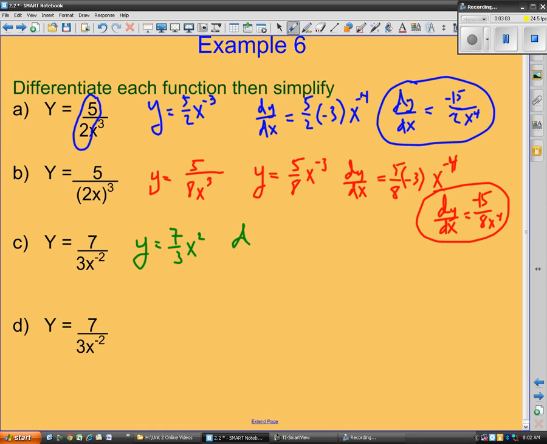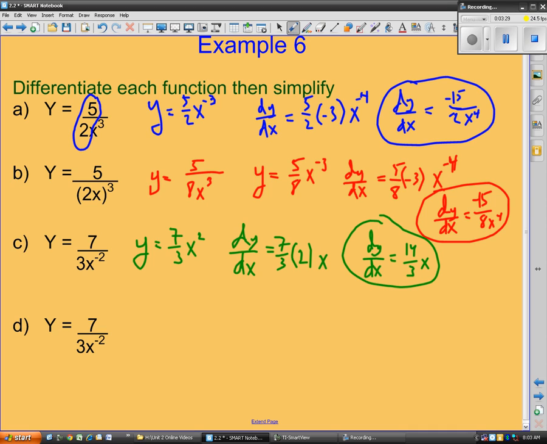Dy dx, differentiate, and that will be 7/3 times 2, and when I reduce the power by 1, 2 minus 1 is 1. I could put a 1 there, but I'm not going to. And so now it's just simplifying this to get my final answer. So dy dx will equal 14/3 times x, and that would be probably the best answer you can get for that one. And then finally, the last one, same type of thing, actually.